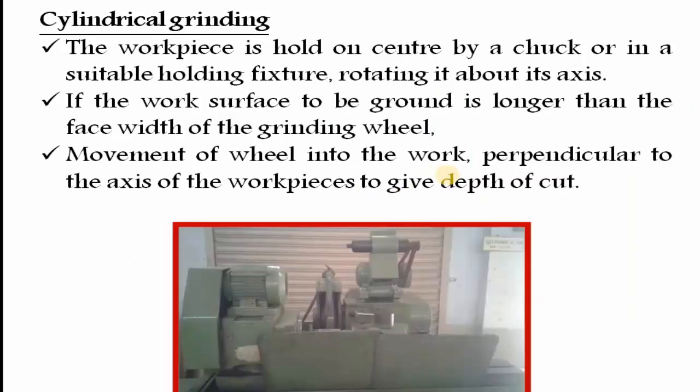Next, cylindrical grinding. When doing operations on cylindrical components, you have to use cylindrical grinding machines. The workpiece is held on center by a chuck or a suitable holding fixture, rotating about its one axis. This is the chuck provision, and this is the grinding wheel. If the work surface to be ground is longer than the face width of the grinding wheel, the wheel moves into the work perpendicular to the axis of the workpiece. This is the direction of the workpiece, and this is the grinding wheel. The movement of the wheel perpendicular to the axis of the workpiece gives the depth of cut.